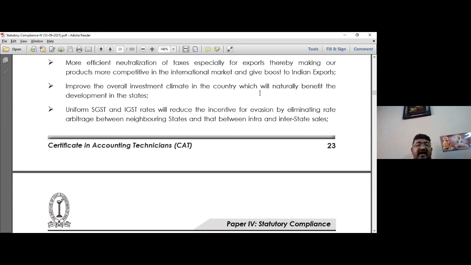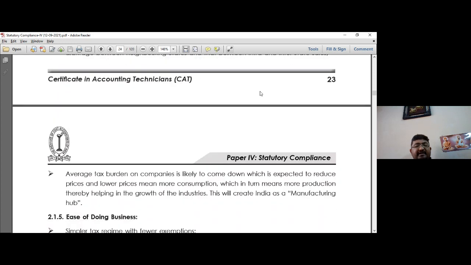Uniform SGST and IGST will reduce the incentive for evasion by eliminating rate arbitrage between neighboring states and between intra and interstate sales. Earlier, that is in the old tax regime, the CST rate was 2%, whereas the local VAT rate was 14.5%. So there was a difference in tax rate. All those things are not there in the new GST. Arbitrage means taking the locational advantage for profit. So all those locational advantages will not be there.